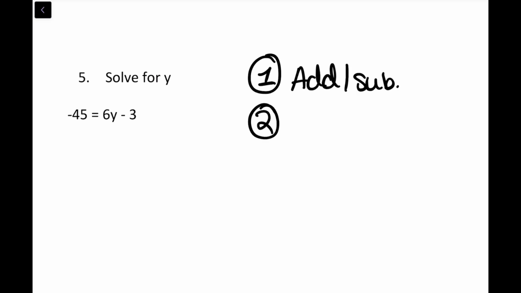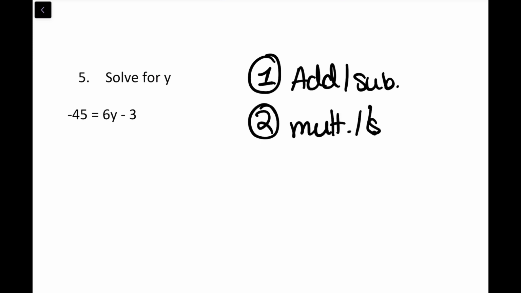So for number 5, I want to solve for y. So let's look at what's going on around y. We've got 6 being multiplied by y, and that quantity is being decreased by 3. I don't have any distribution, I don't have a fraction bar, so I'm going to go about this normally. The first thing I want to take care of is addition and subtraction. And then I want to take care of multiplication and division.